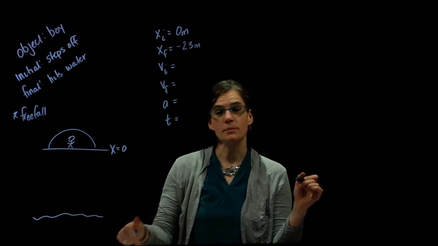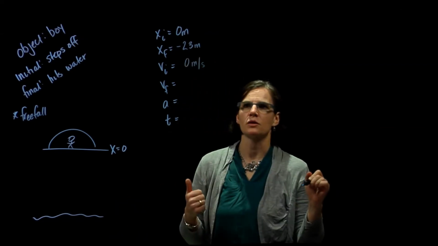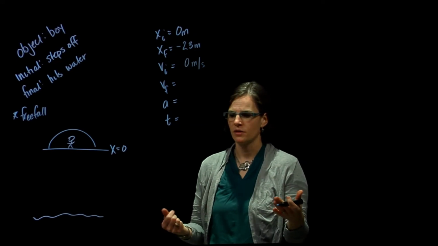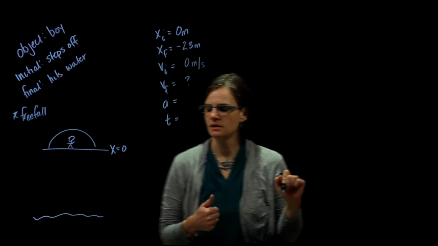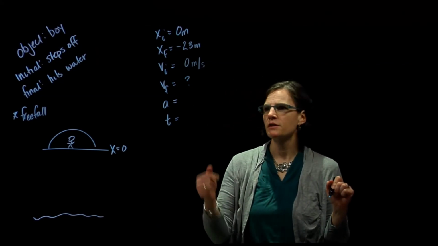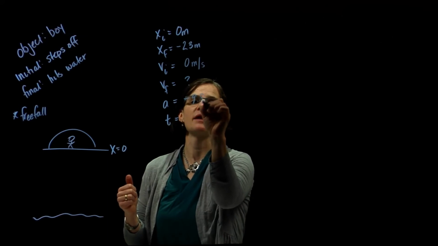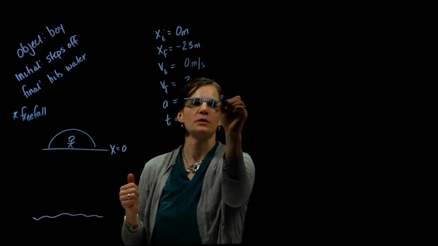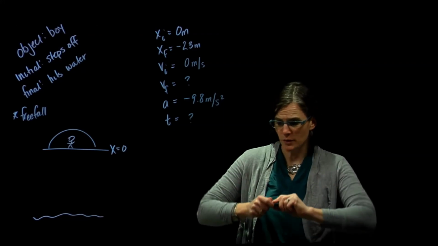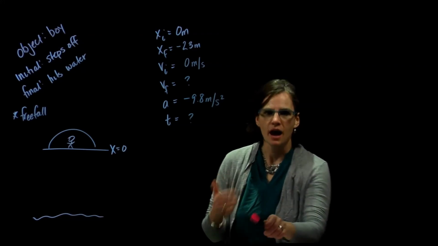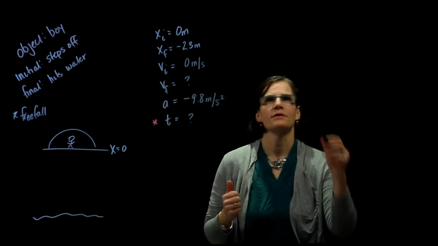When he steps off, he has an initial velocity of 0 meters per second, so he is stepping off of the block, and we don't know how fast he is going when he hits the water. Because we're in a state of free fall, we know the acceleration is gravity, so we have negative 9.8 meters per second squared, and we don't know how long it takes. All right, so our first question is a matter of how long. That's going to give us our time variable.